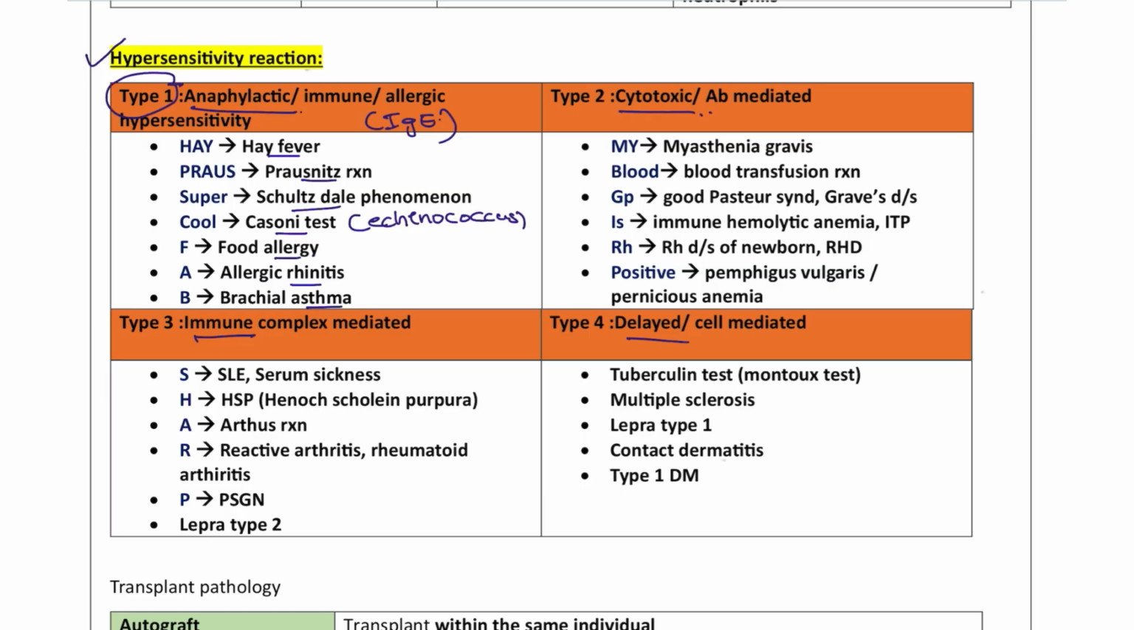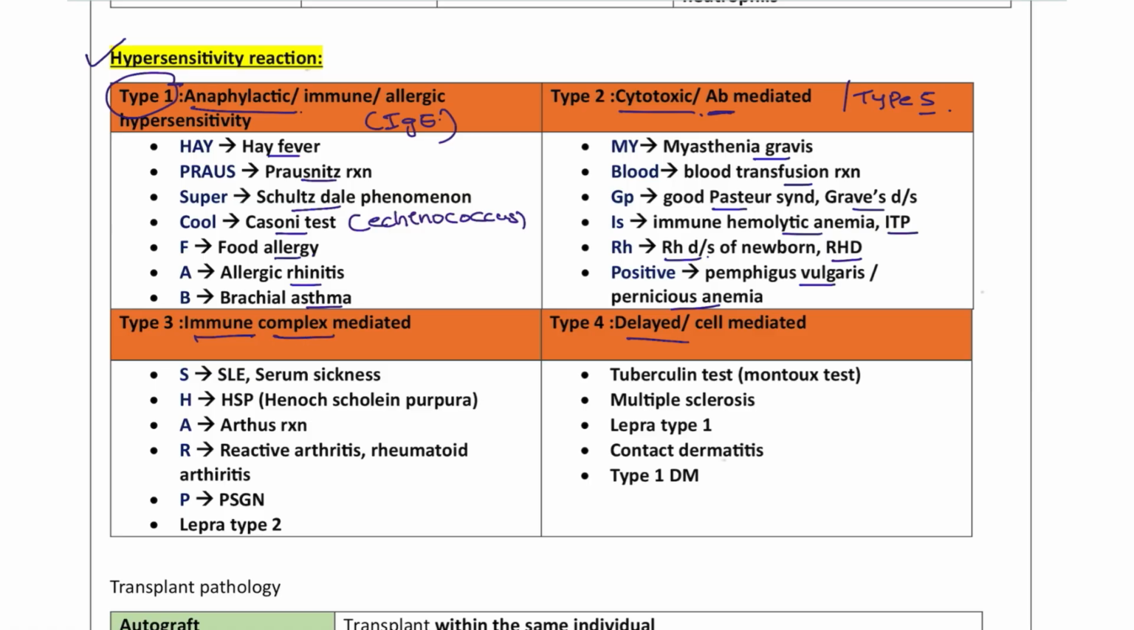Type 2, it is antibody mediated. In the type 2, we also have the subtype, that is the type 5, which will be cell membrane defects. So type 2 cytotoxic or antibody mediated, such as myasthenia gravis, blood transfusion reactions, Goodpasture syndrome, Graves disease, immune hemolytic anemia, immune thrombocytopenic purpura, Rh positive, and rheumatic heart disease, pemphigus vulgaris, pernicious anemia. These all are the examples of the cytotoxic antibody mediated.